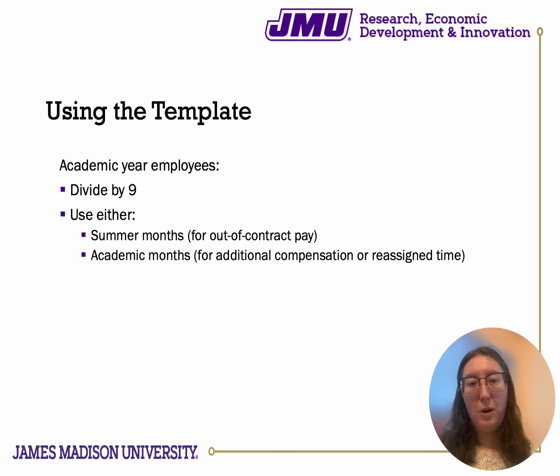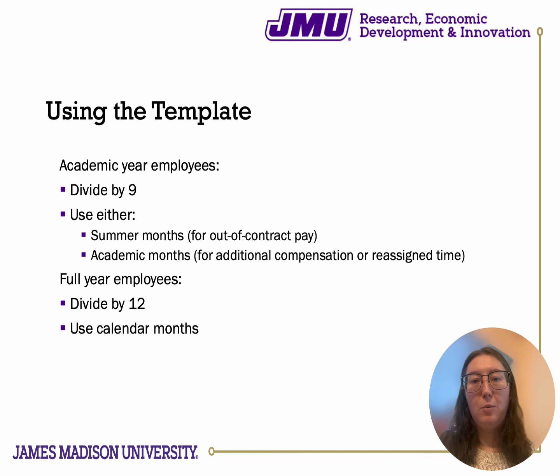So what does this look like on a budget? Before we dive into the Excel spreadsheet, here's the key information you need to know. If your employee is on an academic year contract, you're going to divide by 9 for the 9 months, and then you're going to use the columns for summer months, for off-contract payments, or academic months, for additional compensation or reassigned time. On the other hand, if your employee is on a full year contract, you're going to divide by 12 for 12 months, and then we'll use calendar months. For other contract types, please work with your grants specialist.